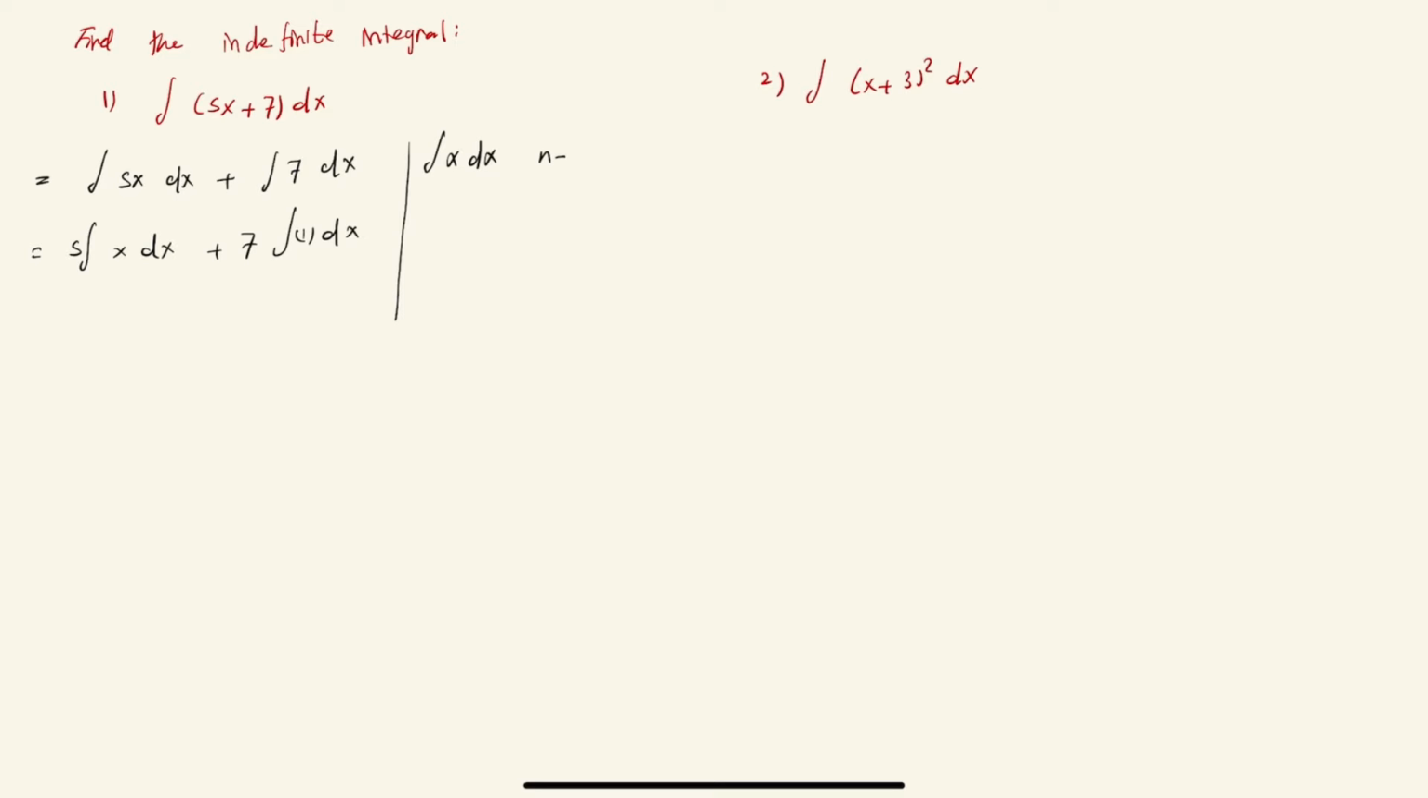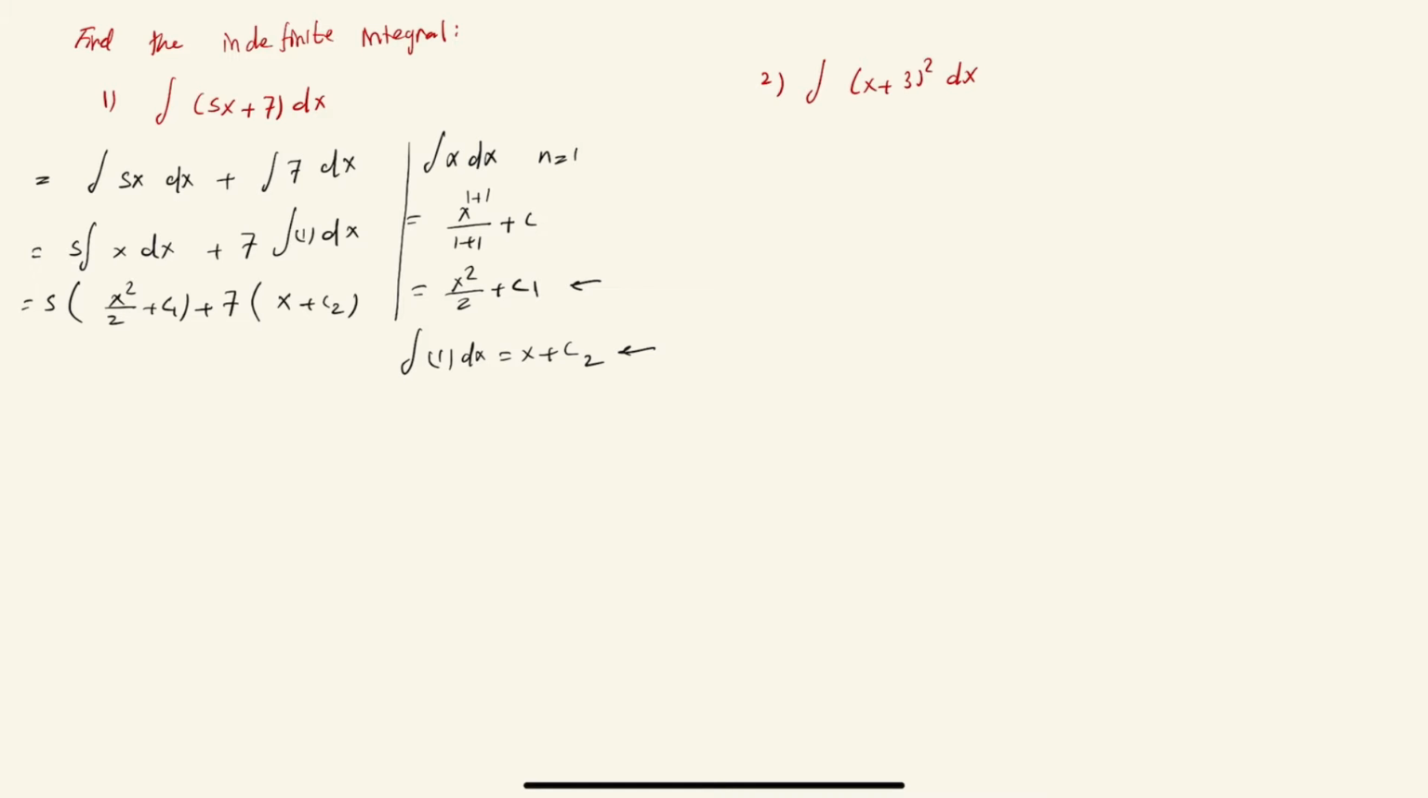Now notice that the integral of x to the 1 dx, the power is equal to 1. Therefore that's going to be equal to x to the 1 plus 1 over 1 plus 1 plus c, which is x squared over 2 plus c. For the second integral, we have the integral of 1 dx. That's going to be just 1 multiplied by x and then plus c2. So it's going to be 5 multiplied by x squared over 2 plus c1, and then plus 7 multiplied by the result of the integral, which is x plus c2.